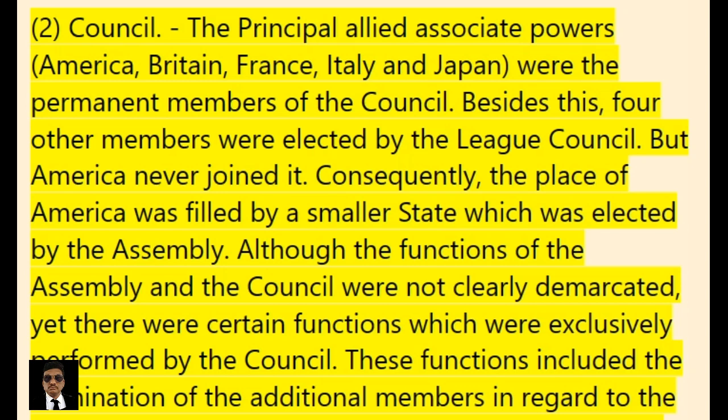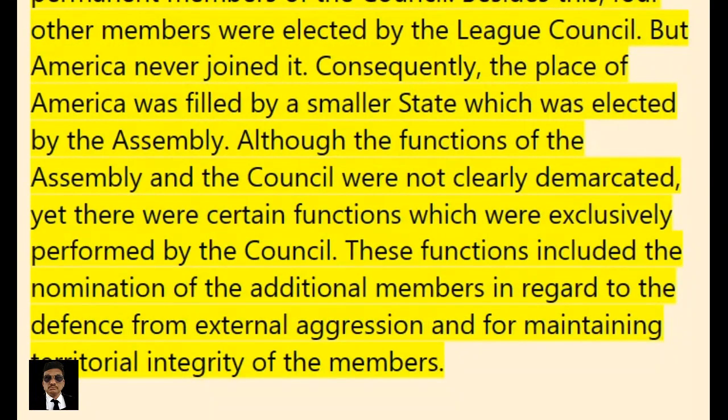Although the functions of the Assembly and the Council were not clearly demarcated, yet there were certain functions which were exclusively performed by the Council. These functions included the nomination of additional members, and matters regarding defense from external aggression and maintaining the territorial integrity of the members.